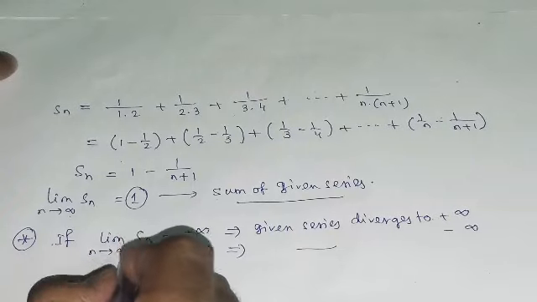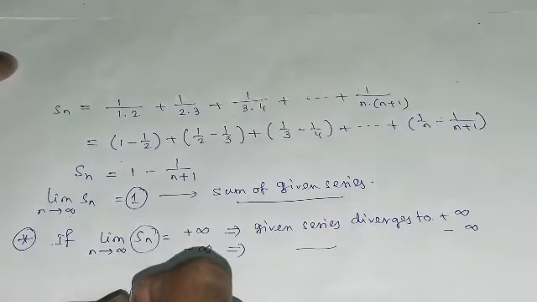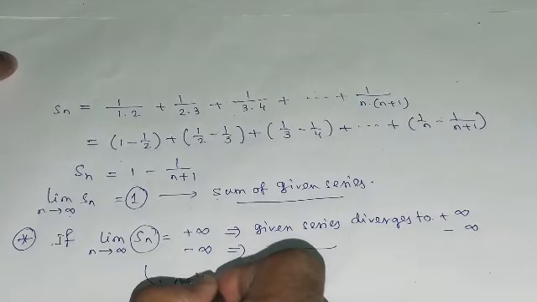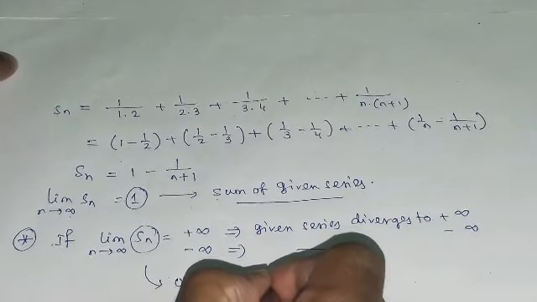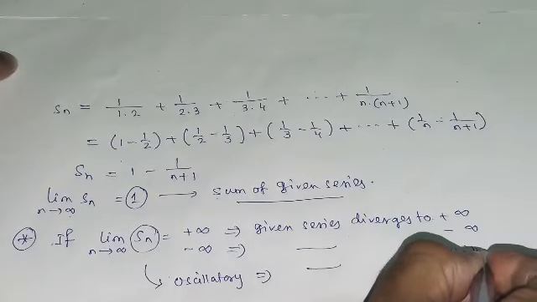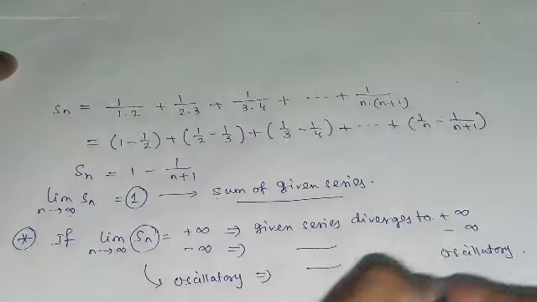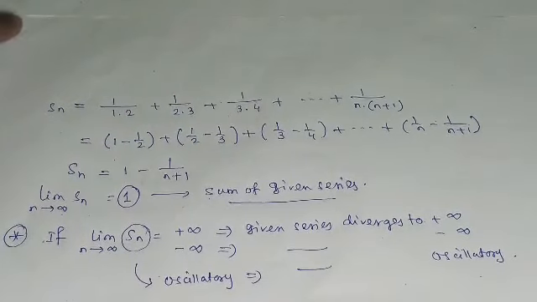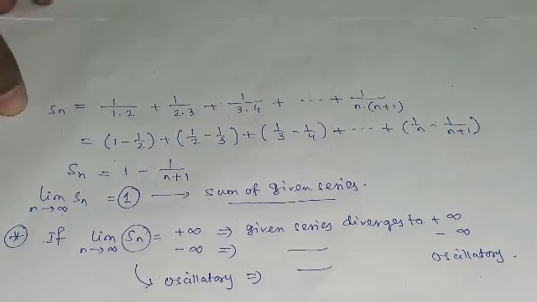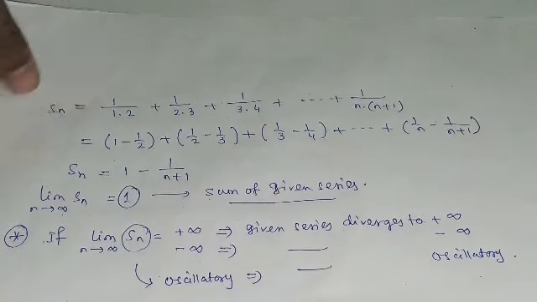If this Sn is oscillatory, that implies the given series is oscillatory. Two possible cases are there: oscillatory finitely or oscillatory infinitely. Both of them will hold. So let's study a few examples regarding these three results.